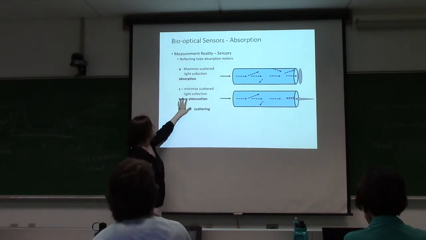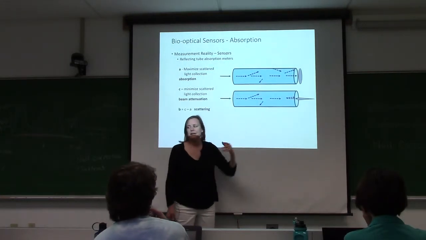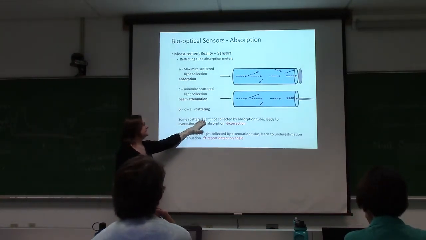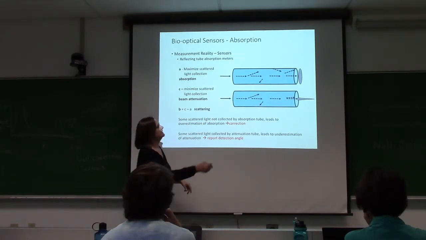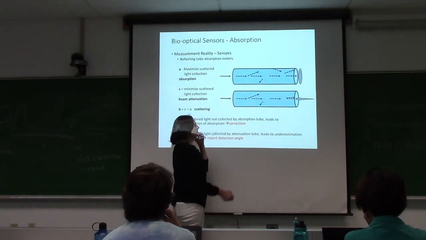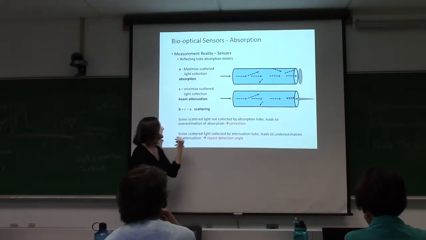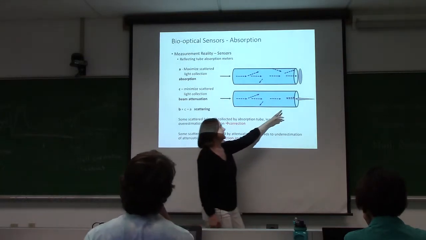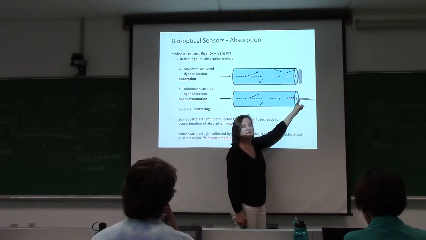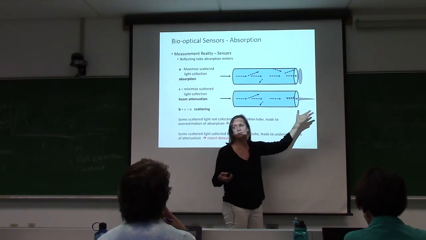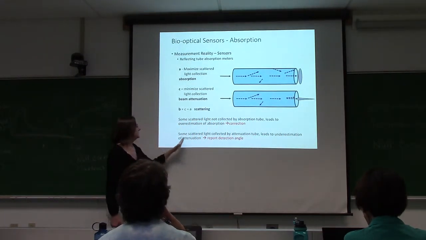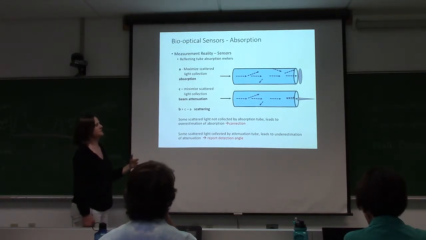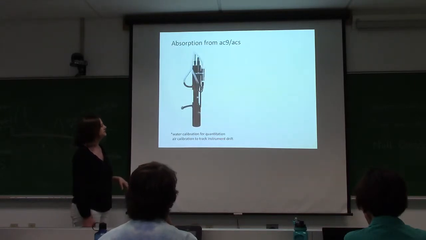And so by difference, this measurement minus this measurement, of course, we get the scattering spectrum, which is great. Okay. The problem is that some of the scattered light is not collected by the absorption tube, right? So if some of the light scatters out of that tube, we call it absorption. The other problem is that some of the scattered light is collected by the attenuation tube, so we're underestimating attenuation. And that's just the finite limits of detection. And so you need to do some reporting on what your AC9, or ACS, or any absorption meter looks like.